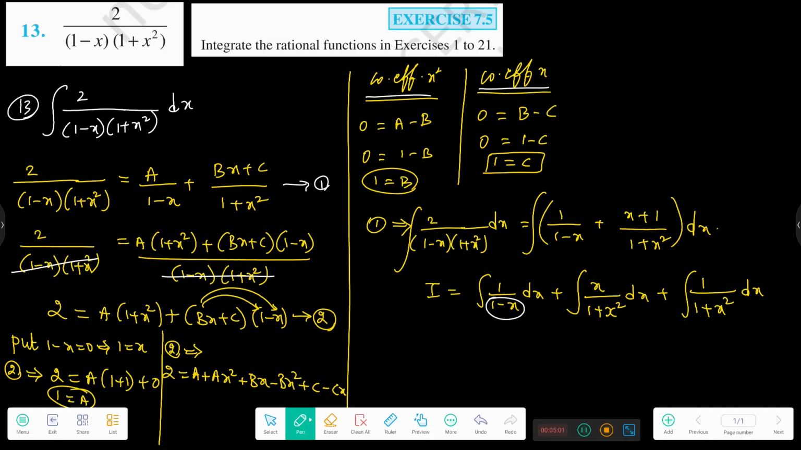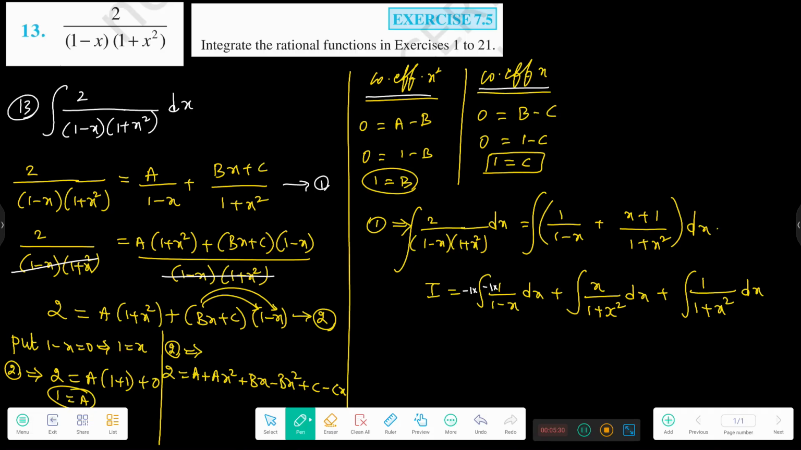Children, listen. When you differentiate the denominator, you should get the numerator, then you can apply log of the denominator. But in the first one, the derivative of 1 is 0 and of minus x is minus 1. The numerator has a plus 1, but we need minus 1. So multiply both numerator and denominator by minus 1. Inside 1 by minus 1, outside 1 by minus 1, not an issue. Like that also you can do.